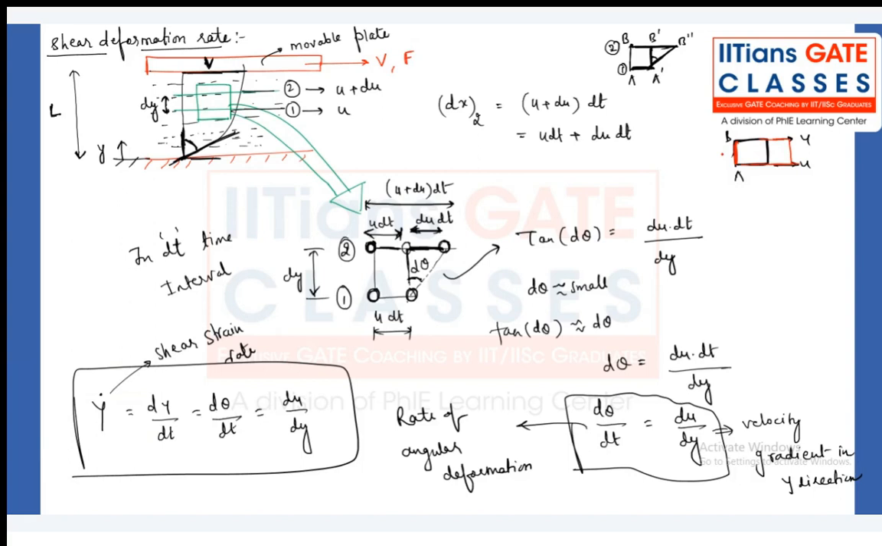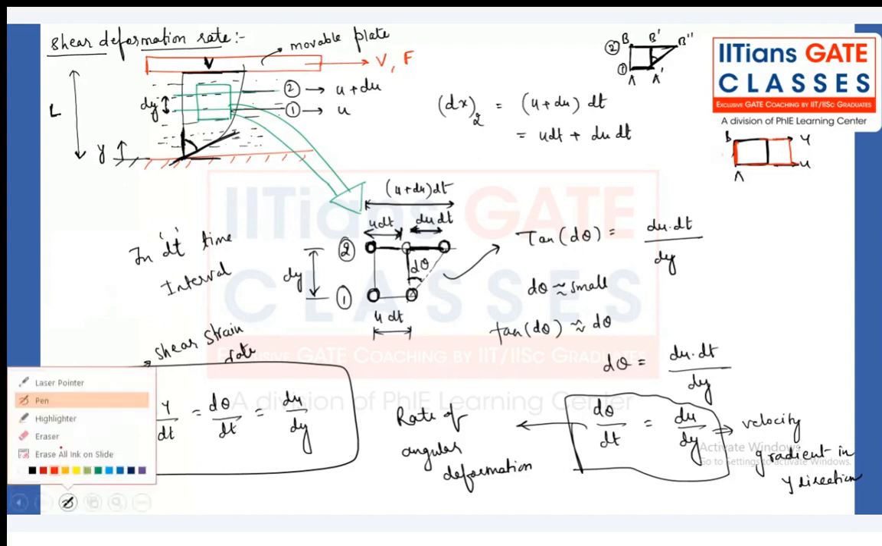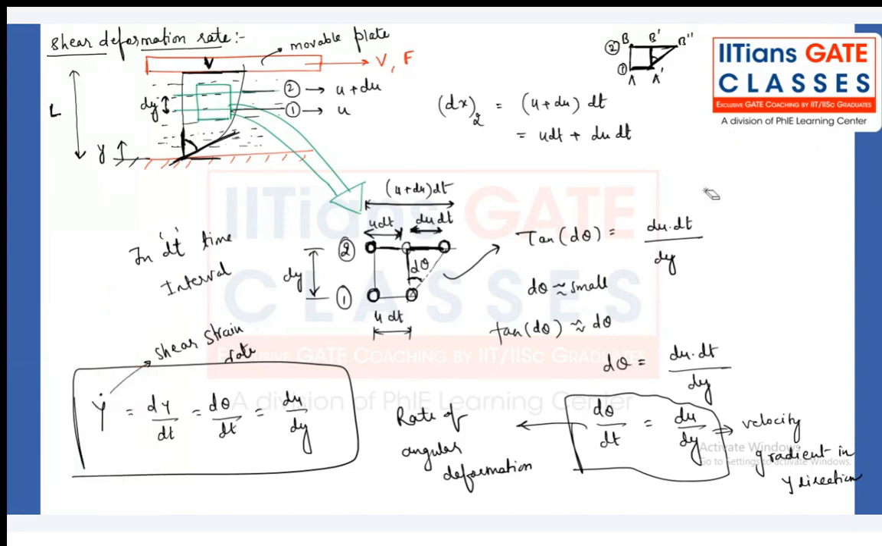If there is certainly some velocity difference, then only we are getting this velocity gradient, right? And why does this velocity gradient exist? Because of the property called viscosity. All of you have noted down this slide so that we can discuss the next concept, which is nothing but Newton's law of viscosity.